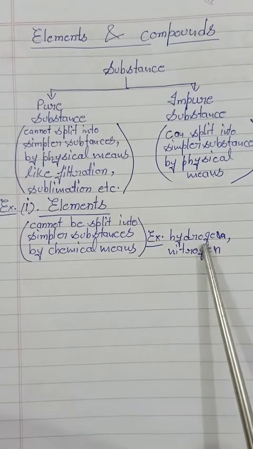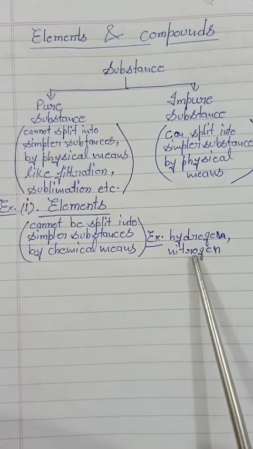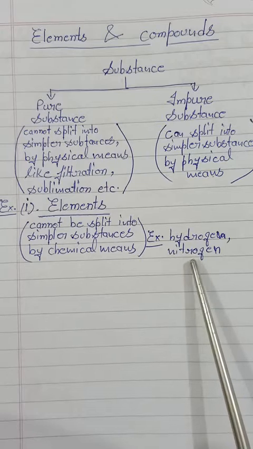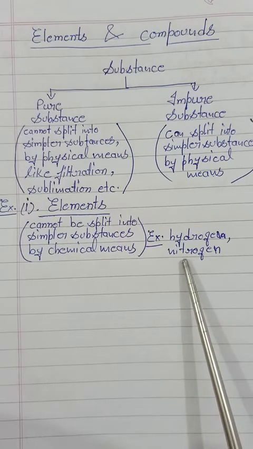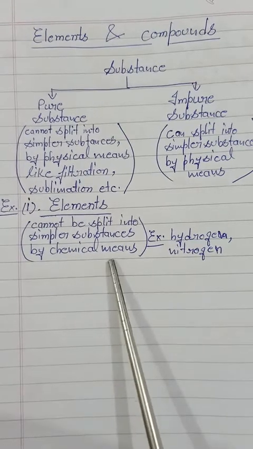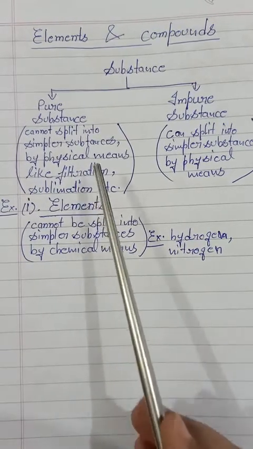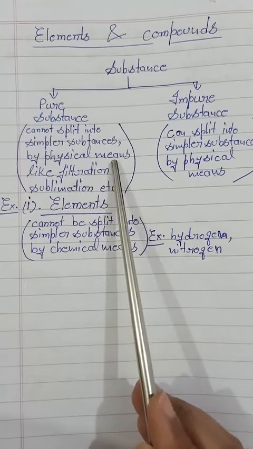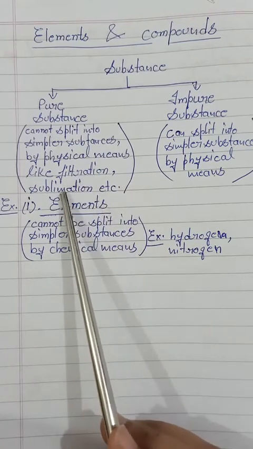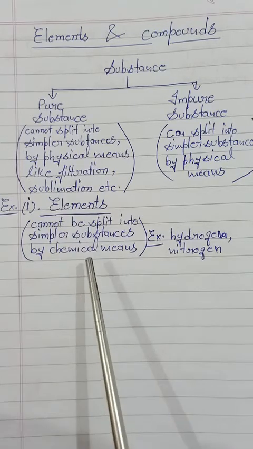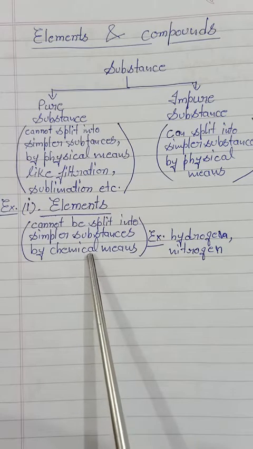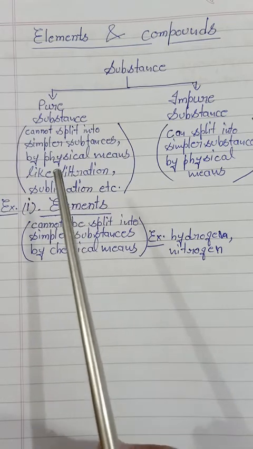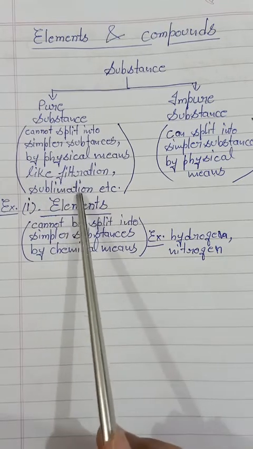For example, hydrogen, nitrogen, oxygen, iron, copper, silver, gold and so on. They are all known as elements. And remember one thing: chemical means is much more powerful than physical means like filtration, sublimation and distillation. Thus a substance which cannot be split by chemical means will not be broken down by filtration, sublimation or distillation.